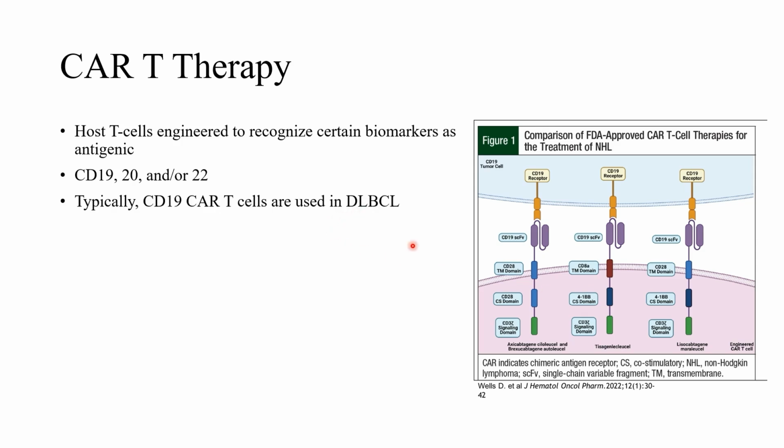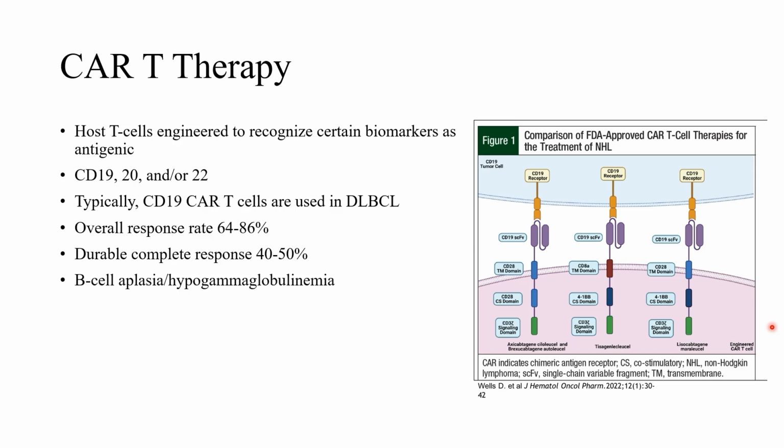In DLBCL, typically, CD19 CAR T cells are used. And the overall response rate varies, but it's somewhere between 60 to 85%, let's say. But they have a durable complete response of about 40 to 50%. And so it can be an effective treatment.